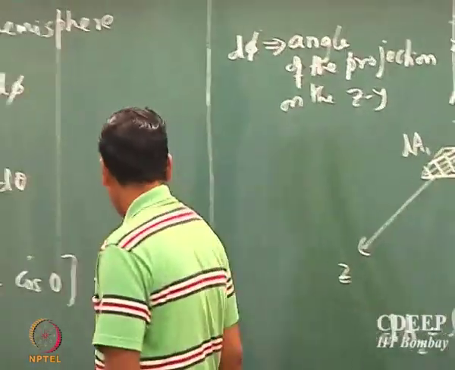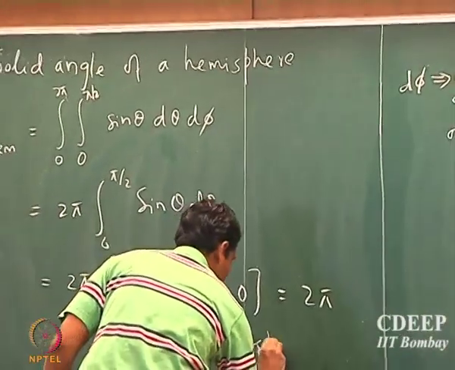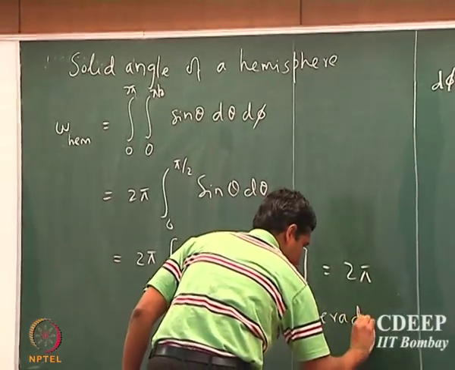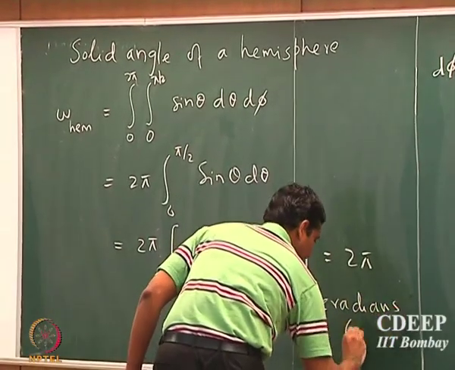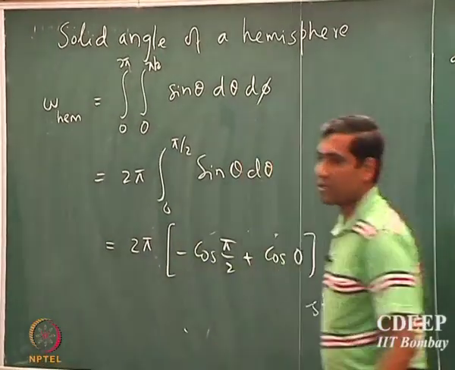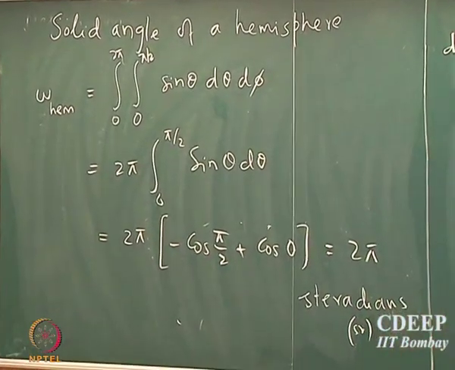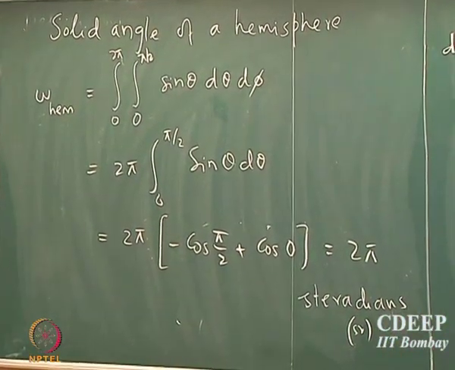So the unit that is used here is called steradians, and it's typically represented as SR. So that's the unit for solid angle. It's called steradians. Okay.